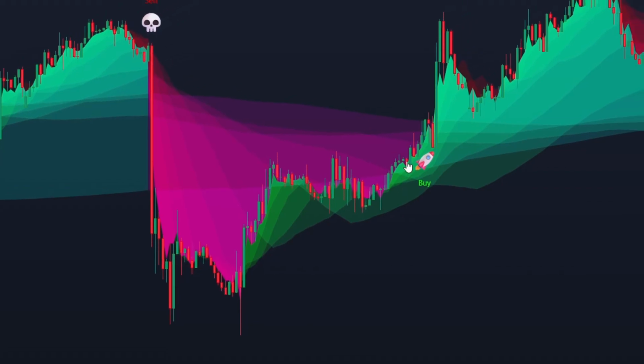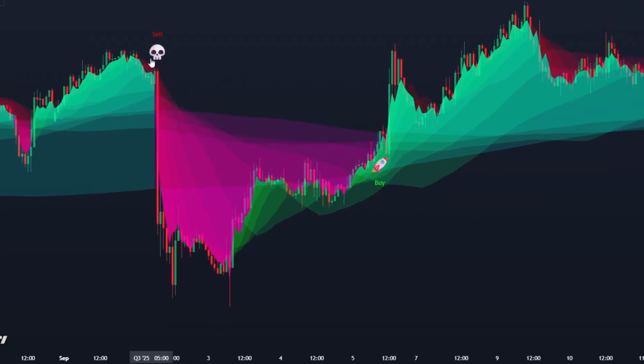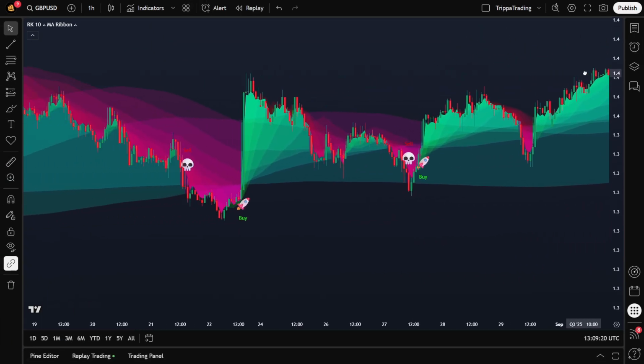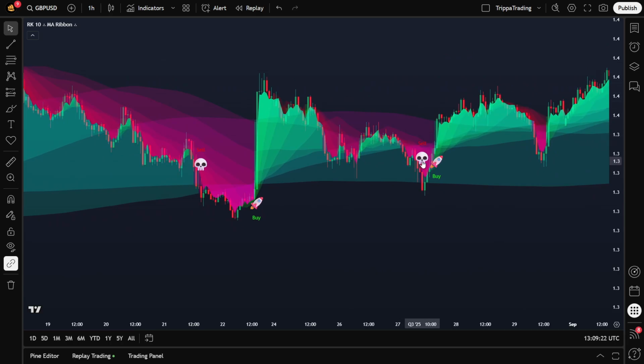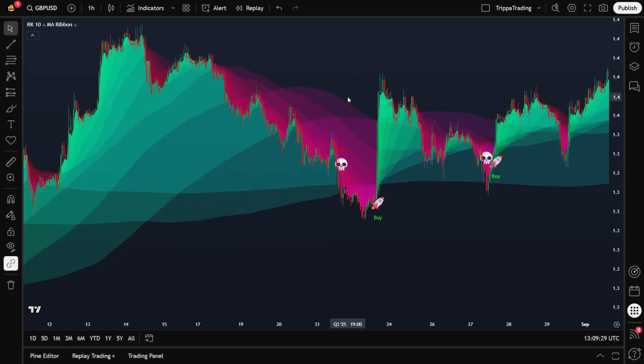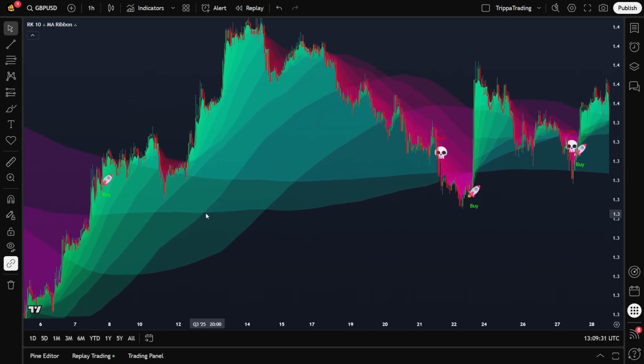Here's the key tip. Don't treat every signal from the ribbon as an entry. If you do that, you'll get many false signals in ranging markets. In a flat market, this ribbon will change colors constantly and give you tons of false signals. You need to use it primarily to identify when the market is trending and when it's not.